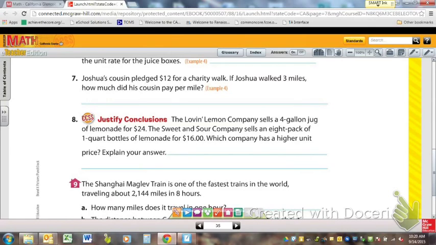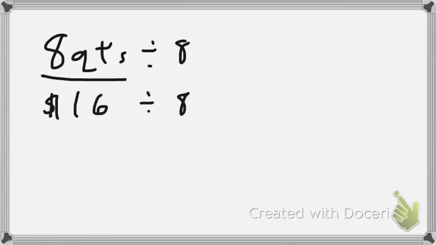Number 8, the Levin Lemon Company sells a 4-gallon jug of lemonade for $24. The Sweet and Sour Company sells an 8-pack of 1-quart bottles of lemonade for $16. Which company has a higher unit price? Explain your answer. Well, we need to turn all these into quarts to figure this out. So I have 8 quarts because it's an 8-pack of 1-quart bottles for $16. 8 divided by 8 is 1 quart, and 16 divided by 8 is 2. So it'd be $2 for 1 quart. And this is from the Sweet and Sour Company.